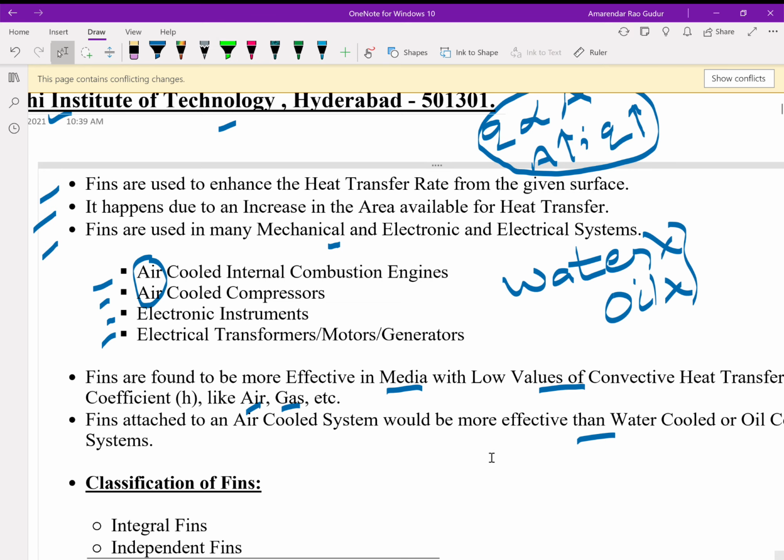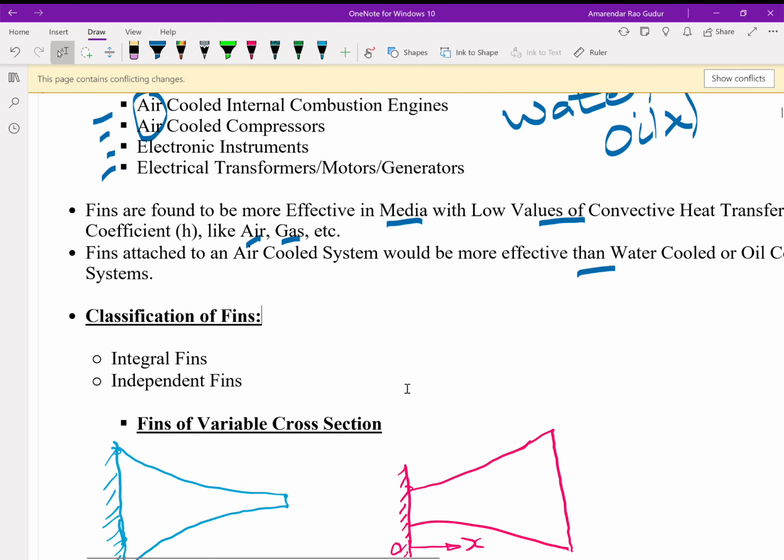And depending upon the application, one can have a variety of fins, typically integral fins and independent fins. When I say integral fins, they are a part of the total system, provided at the time of the basic manufacturing process, like casting. We are going to have a provision for extended surfaces. Independent fins are attached to the system later on by some joining process, maybe welding, brazing or soldering, depending upon the dimension of the fins.